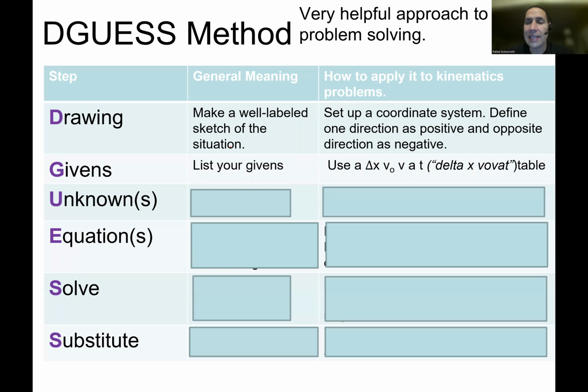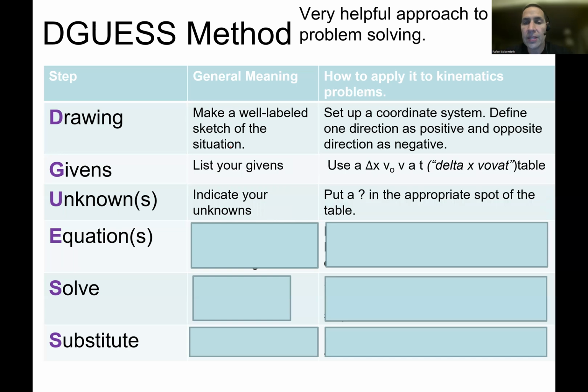I call it a delta x VOVAT table, okay? VOVAT for the symbols: initial velocity, final velocity, acceleration, time. I find that really useful. Again, students have found it really useful, and you'll see examples of that in the other video. Unknowns, indicate your unknowns. And basically in that table that you create or that's given to you, you're just going to put a question mark in the appropriate spot of the table.